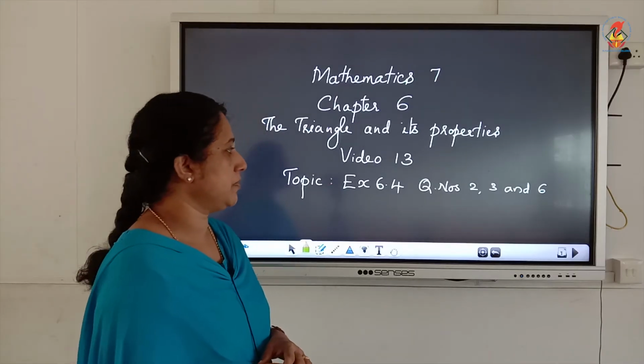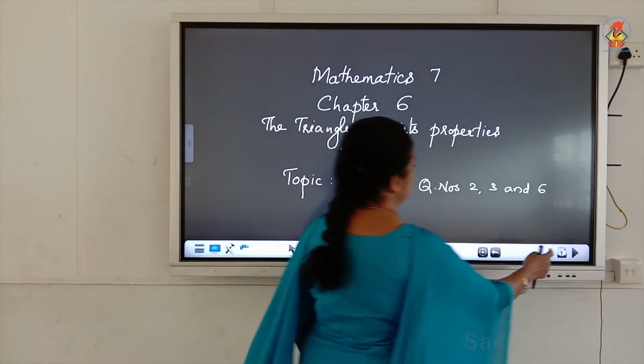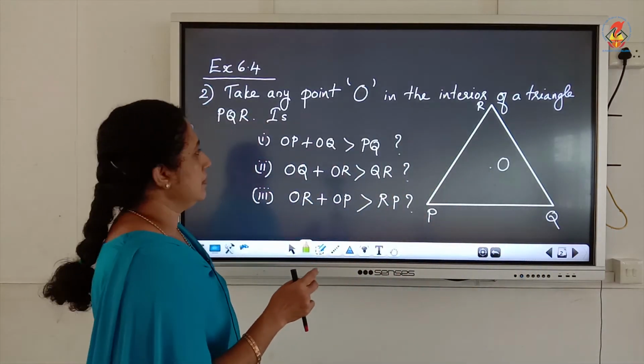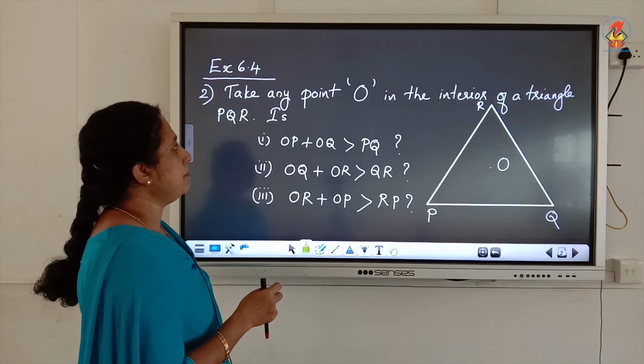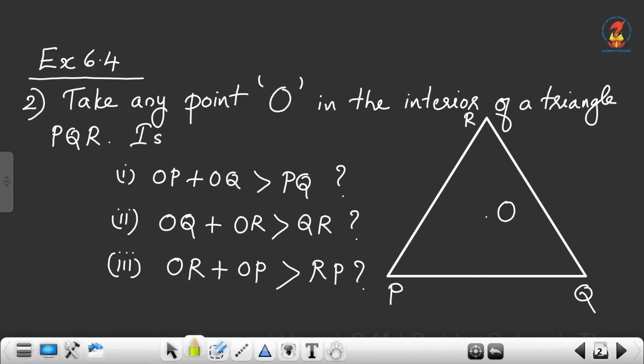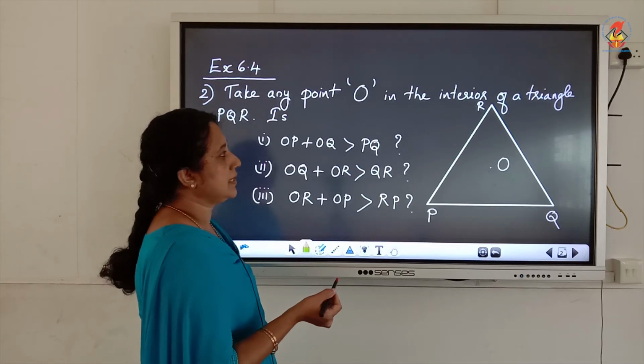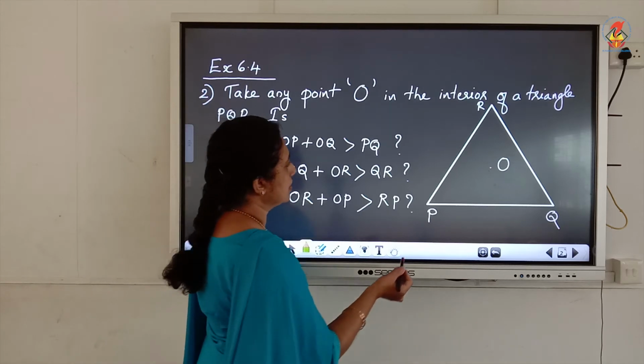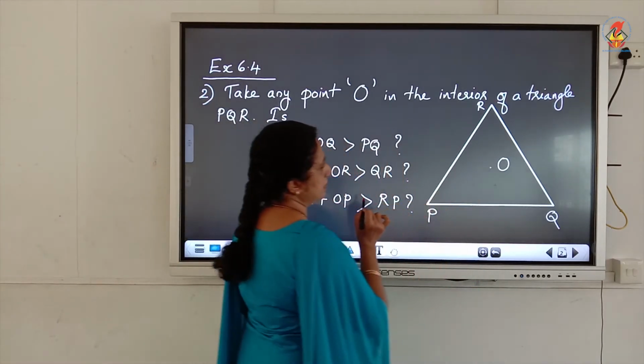Now exercise 6.4, question numbers 2, 3 and 6. Now second question. Take any point O in the interior of a triangle PQR. Then, first one, OP plus OQ is greater than PQ, OQ plus OR is greater than QR, OR plus OP greater than RP. We have to check whether they are correct or not. Take any point O in the interior of a triangle PQR.